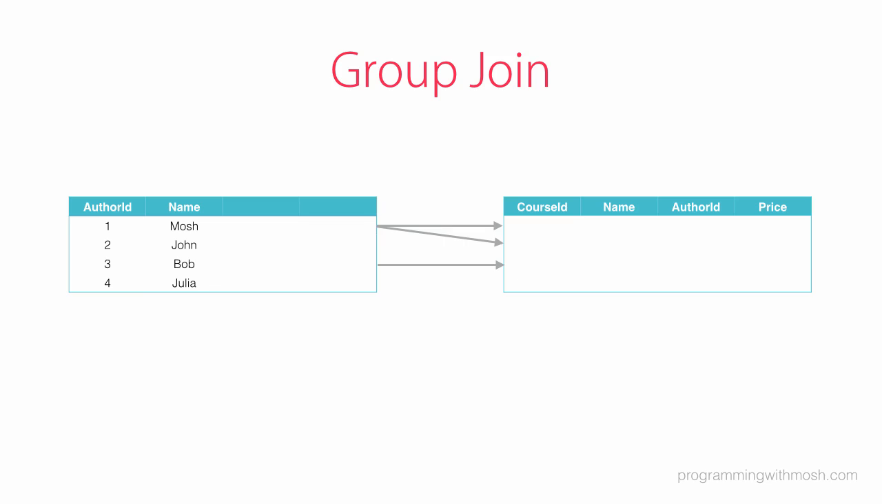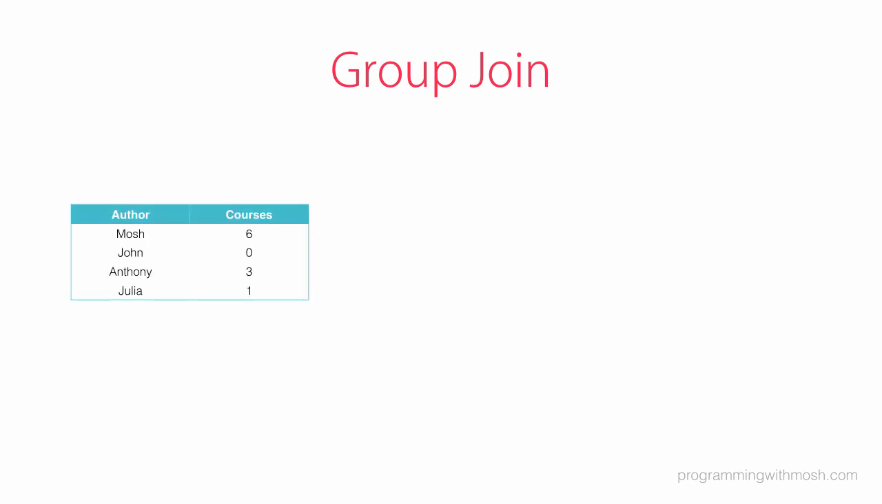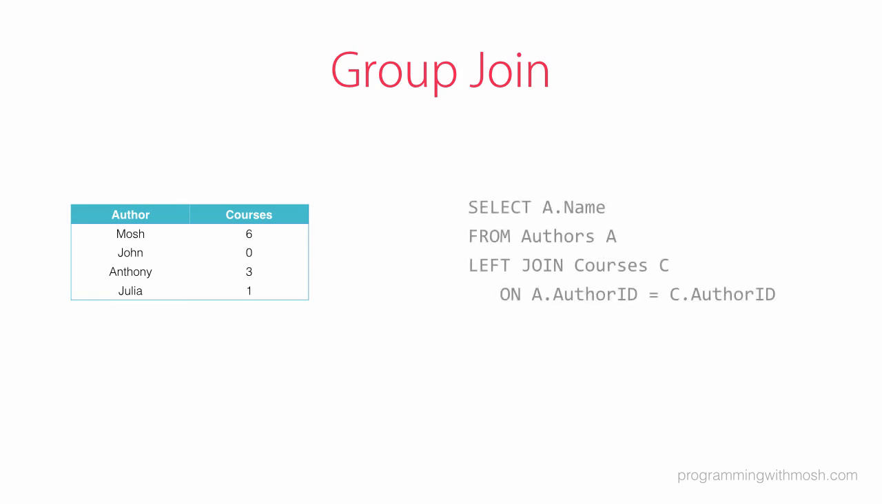In my personal experience, I've found this useful in situations where you use a left join and an aggregate function in SQL. For example, you may want to get all authors and count their courses. With SQL, we do a left join between authors and courses in case an author does not have any courses. And then we use an aggregate function like count to count the number of courses. And finally, we do a group by. The way we achieve this with LINQ is using a group join. Let me show you how it works.